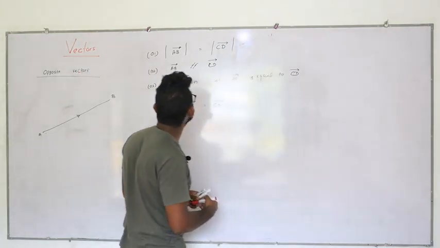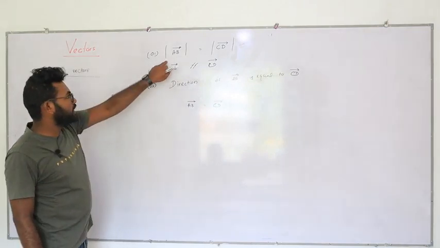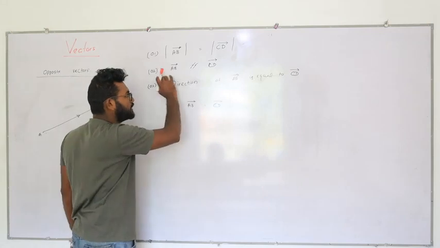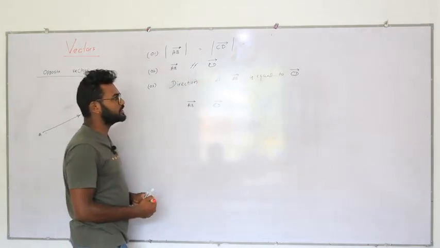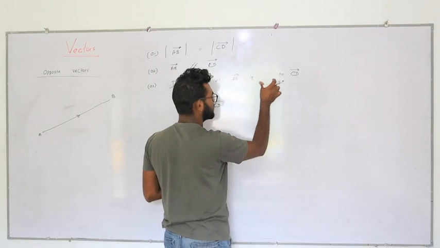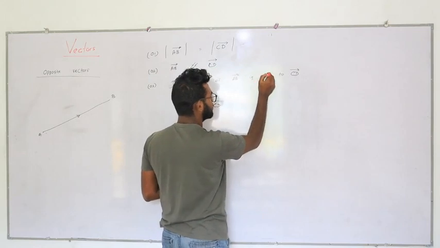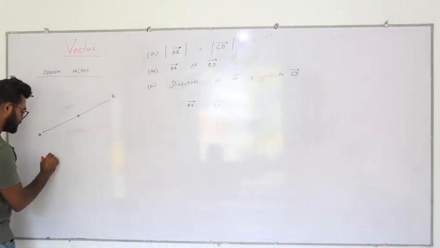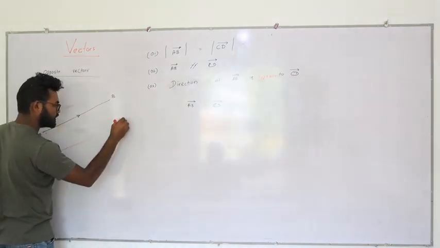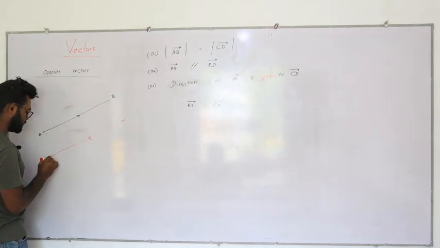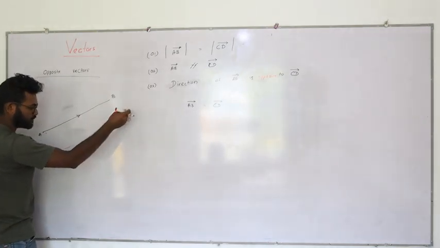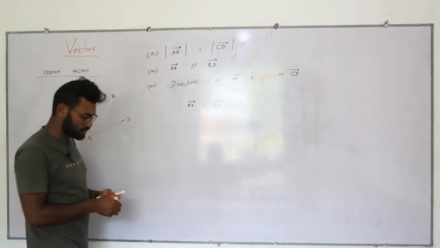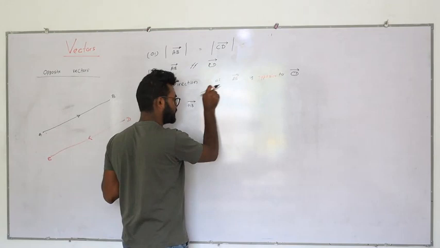Then how can we modify this? Yeah, they should be equal in magnitude, which means if you consider the modulus, that should be equal, and parallel to each other, but the direction of AB is opposite to the CD. That means CD is the same as earlier, equal in magnitude but opposite in direction. Then we call these two vectors what? Opposite vectors.